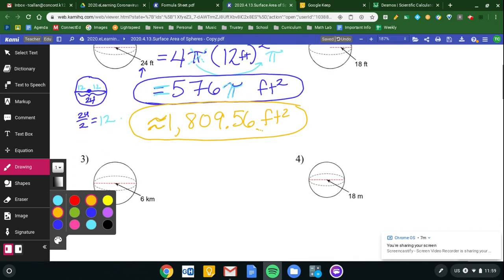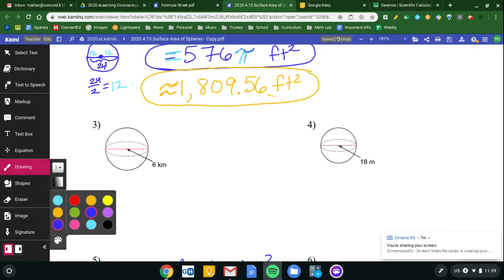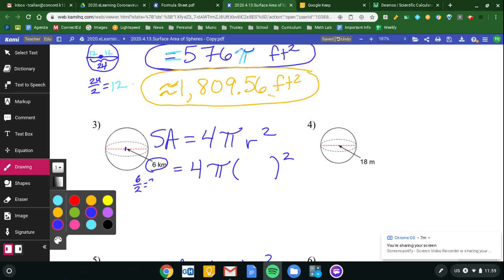Let's go ahead on to number 3, where once again we'll use the same formula, 4 times pi times the square of the radius. And we ask ourselves that same question, is 6 a radius or a diameter? Once again, it goes all the way across. So let's cut 6 into 2 parts. And quickly we realize that the radius of that sphere would be 3 kilometers.